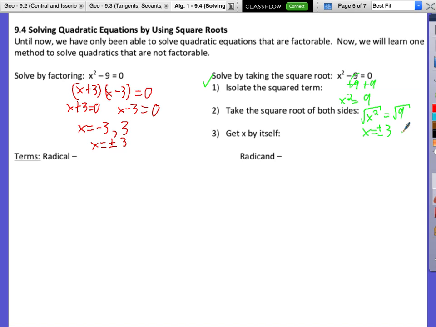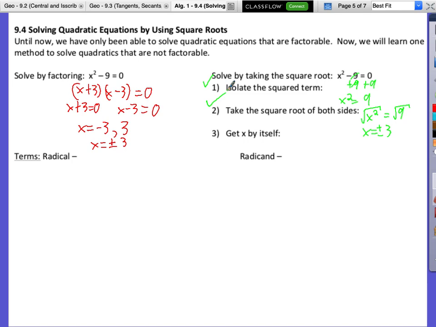So we took the square root of both sides. What was your question, Grady? What do you mean? I put positive or negative there. I'm like, what's your question? But it's the same thing, just in green.